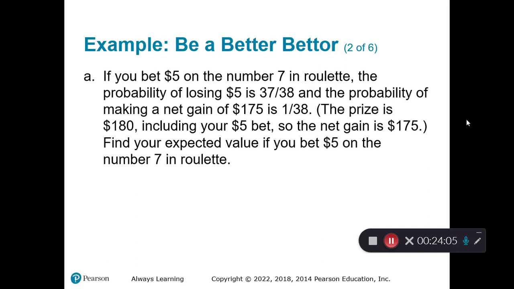The probability of winning would be 1 out of 38, and in this case, the winning amount is $175. Why? Because they actually give you $180 in prize. However, you have to deduct the $5 that you spent to enter the game, which you don't get back. So your net earnings would be $175 if it lands on the number 7. So we're going to find the expected value or the expected winnings, actually the expected losing amount, if you bet $5 on the number 7 in roulette.